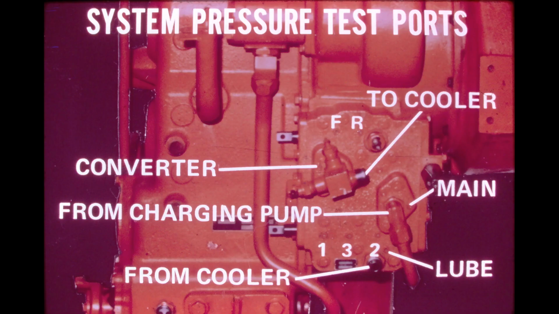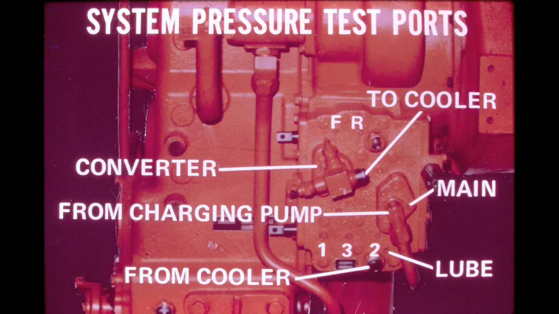All torque converter and transmission system pressure test ports are conveniently located on the face of the control valve assembly. The position of the major system test ports is shown in the photo. If the machine operates sluggishly in all gears and no engine problem was noted, a check of main, converter, and lube pressures will help pinpoint the location of the problem.